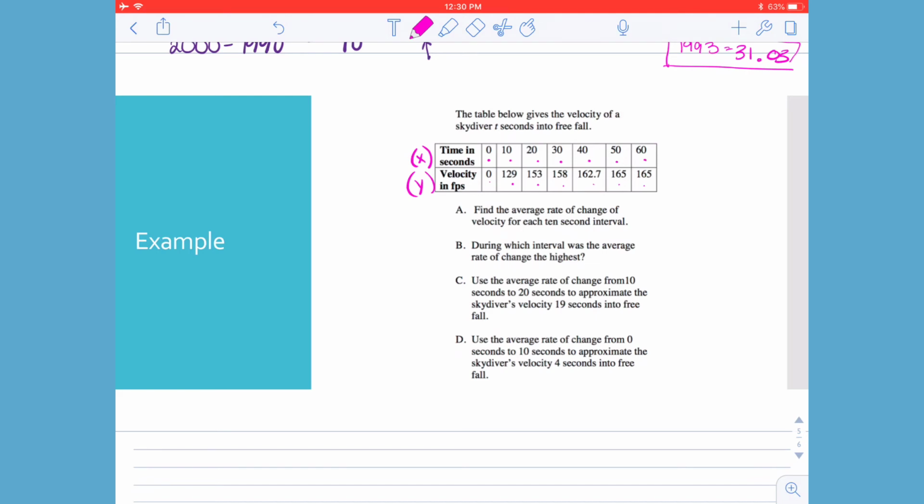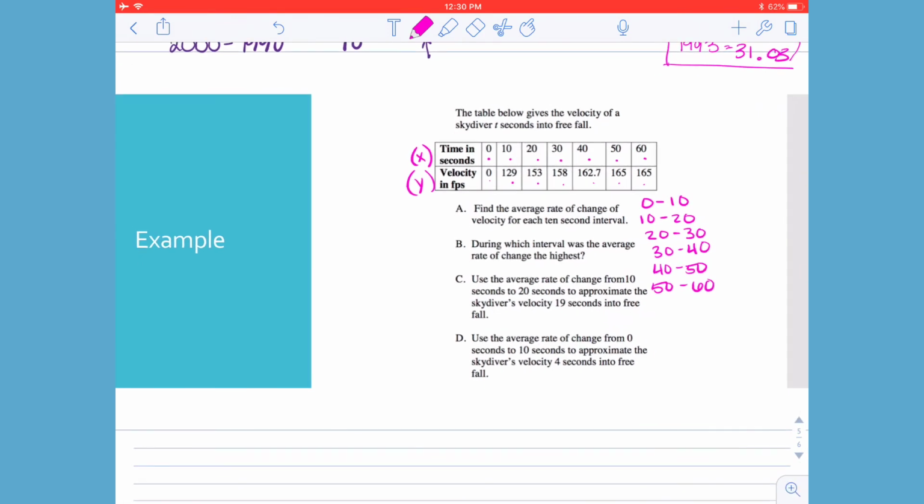If I'm going to find the average rate of change of velocity for each 10-second interval, that means I want to find the average rate of change from 0 to 10, from 10 to 20, from 20 to 30, from 30 to 40, from 40 to 50, from 50 to 60. So you're going to have to find each of those separately. Like before, I'll go ahead and do one of those intervals for you. I will do the 0 to 10.